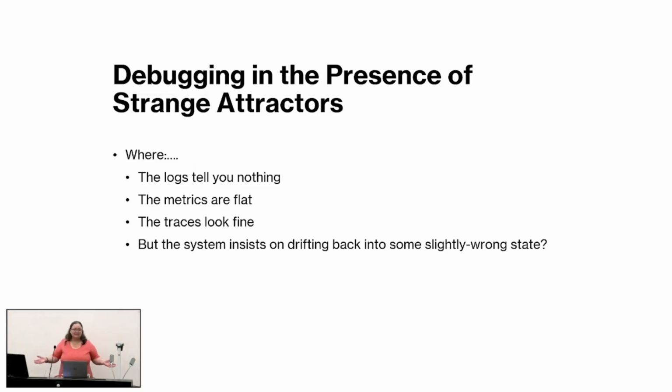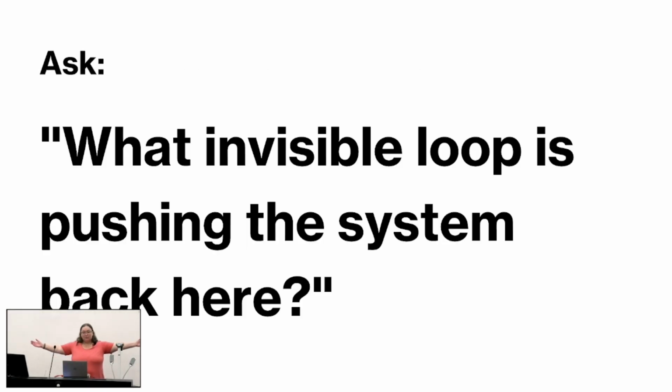Have you ever debugged a distributed system where the logs tell you nothing, the metrics are flat, the traces look fine, but the system insists on drifting back into some slightly wrong state? That's a strange attractor. It's not random, it's not a one-off, it's a stable region of behavior your system keeps sliding into, of feedback loops you haven't seen yet. In debugging this kind of problem, the trick isn't looking for a single root cause. The core debugging question simply becomes, what invisible loop is pushing the system back here?